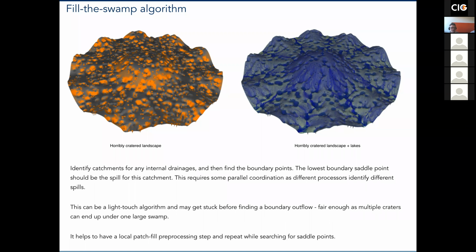What we want to do is find out where all those hollows fill up and where they spill out to. And so on the left is the horribly cratered landscape. On the right of this is what happens if you actually find out where all the holes are and let them fill up with water, and then look at the flow afterwards.